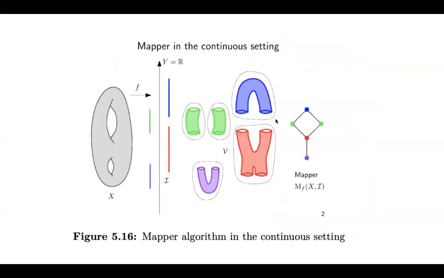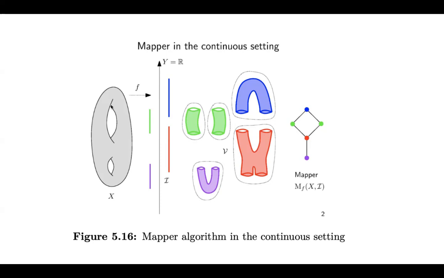So now looking at a three-dimensional example, where we have the shape on the right. A brief introduction to the pipeline of Mapper is that it takes three different types of inputs. It takes a filter function, a clustering scheme, and resolution parameters, which is the number of coverings we have, or the number of intervals, and how much those coverings overlap.